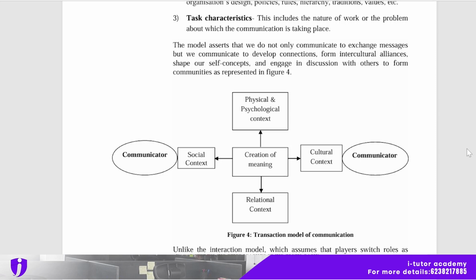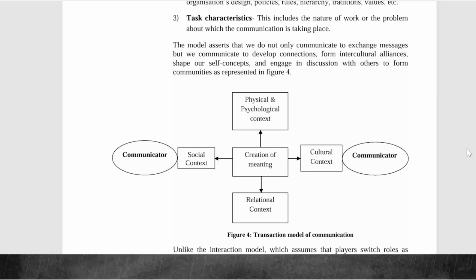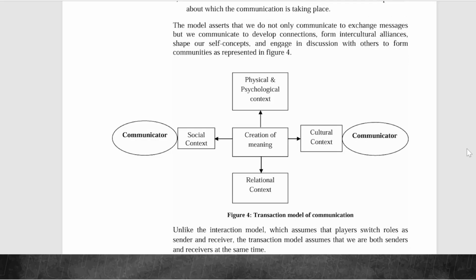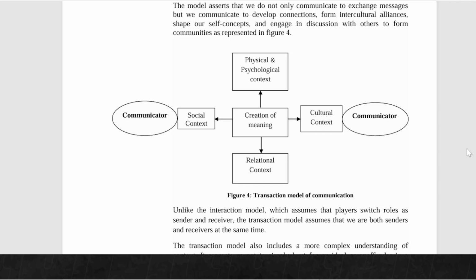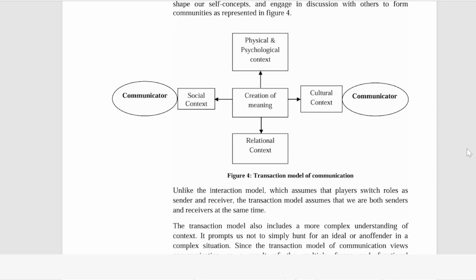The model asserts that we do not only communicate to exchange messages, but we communicate to develop connections, form intercultural alliances, shape our self-concept, and engage in discussion with others to form communities, as represented in figure 4. Transaction model of communication. Creation of meaning: cultural context, communicator here, social context, communicator here, physical and psychological context, and relational context.